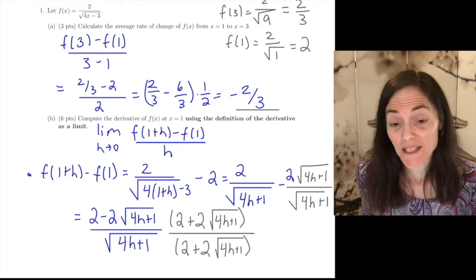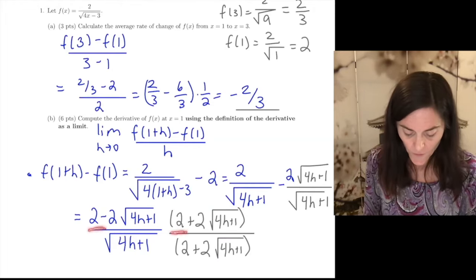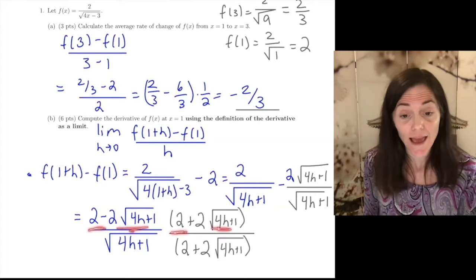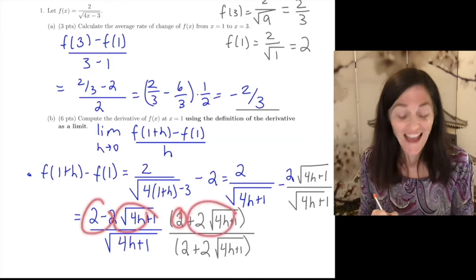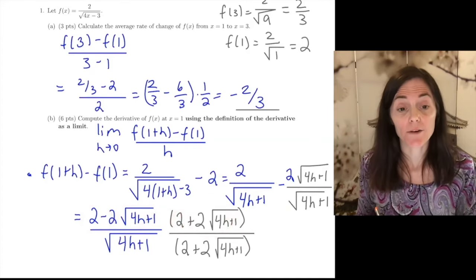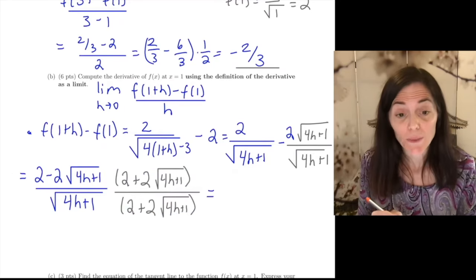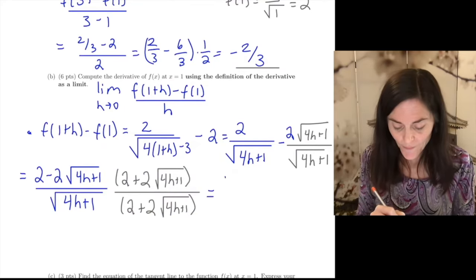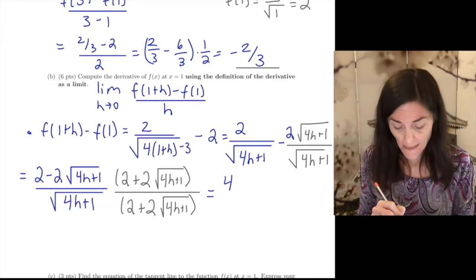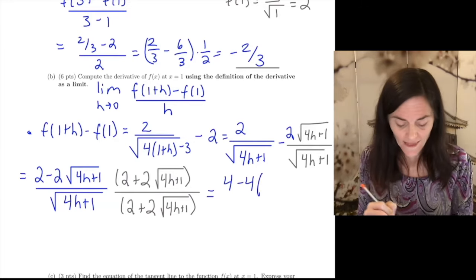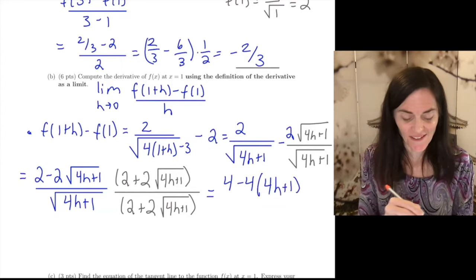What happens when I do this? Well, the reason I did this is because first and last is all I have. You notice if you multiply the inner and the outer, these add to 0. I'm left with, when I multiply the firsts, I get 4. When I multiply the last, I get minus 4 times this 4h plus 1.